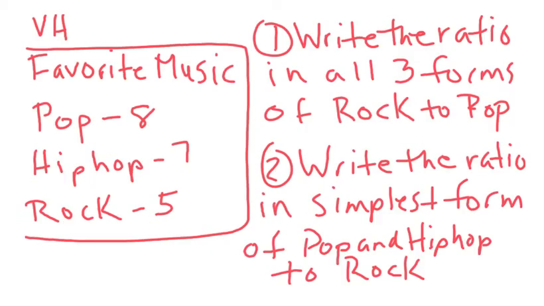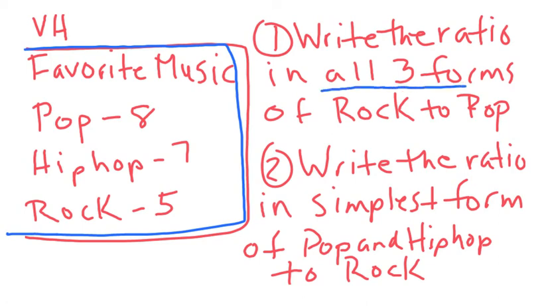Okay, here's your video homework. Notice you have a chart over here that gives you some information about a bunch of kids' favorite music. And then you have some instructions. Notice the instructions are different. Number 1 says write the ratio in all 3 forms. Number 2 says write the ratio in simplest form. Make sure you take note of those directions.